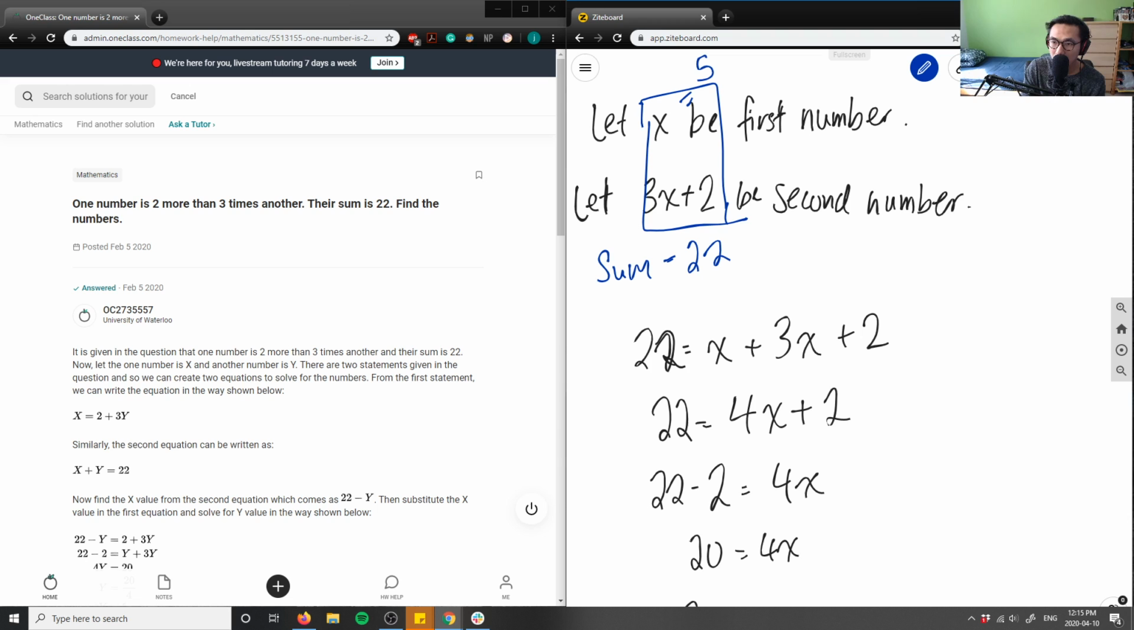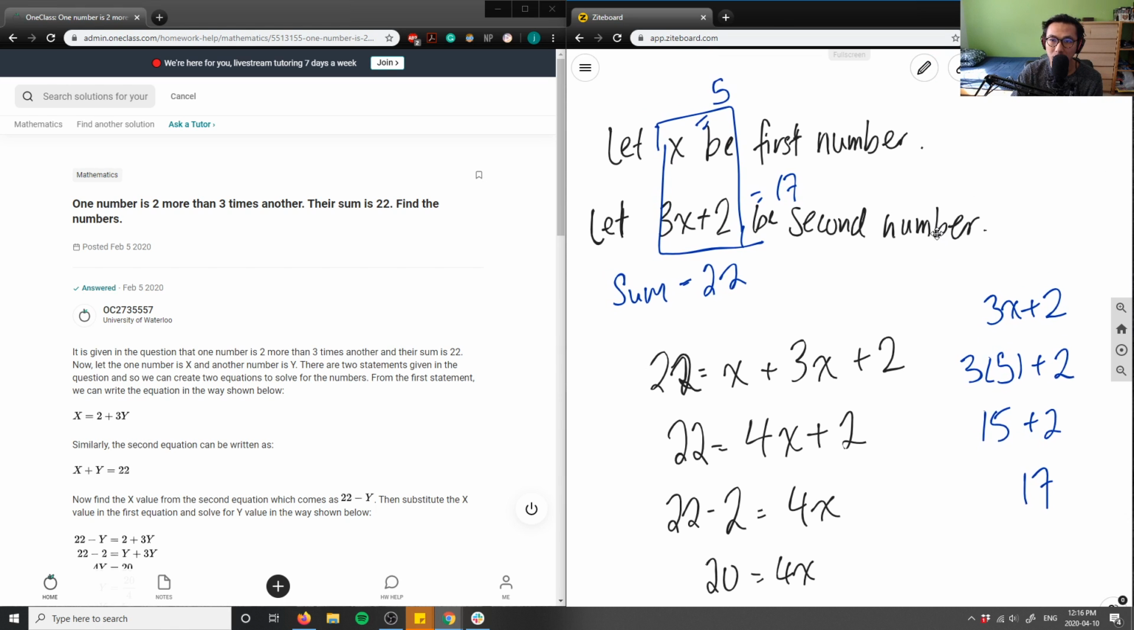So I can say 3x plus 2. And I know that now x equals 5, right? So I can substitute x for 5 here. So I can say that 3 times 5, which is my x, plus 2, would be my second number, right? 3 times 5 here is 15, plus 2, 15 plus 2 here is 17, which means my second number here is 17, which will be my answer for this problem here.